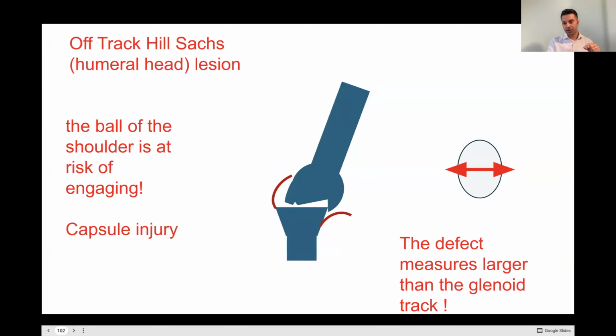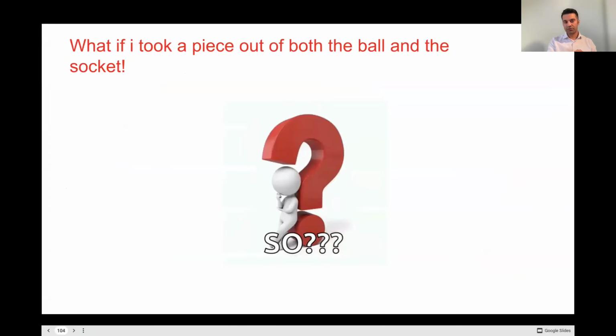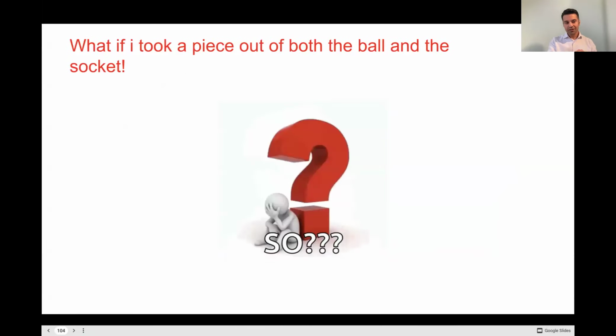So the defect is larger than the glenoid track, and now that's a problem. That can increase the risk of dislocation. So we took something that's really, really complicated and tried to make it nice and simple. So this is more of an unstable shoulder. The previous example, on track, was more stable. So it gets even worse.